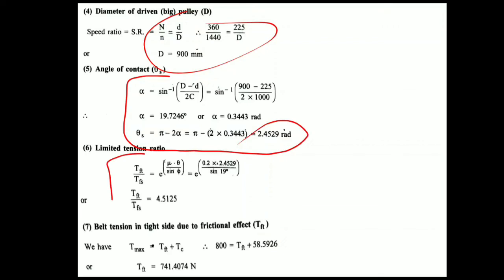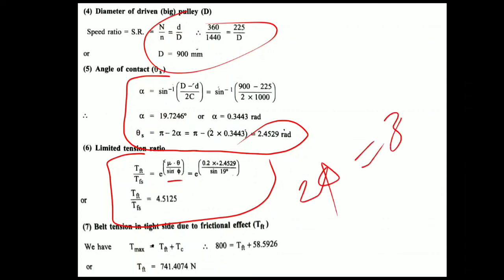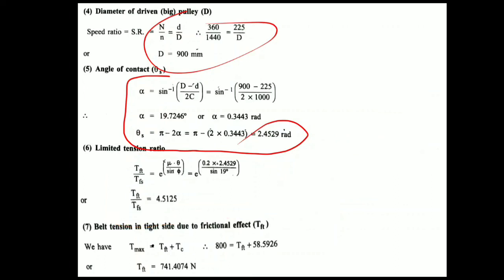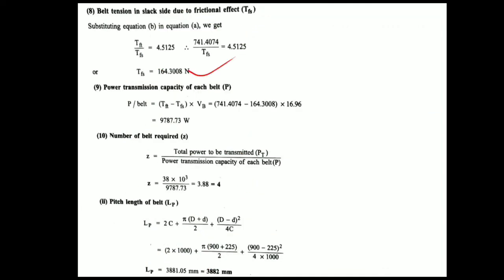Then limiting value, that is T1 by T2. Here just e raised to mu theta by sin phi. Phi is nothing but groove angle. So whatever be the angle they have given, that is 2 phi value, and phi value is divided by 2, that is 19 degree here. So therefore T1 by T2 value we will get, and after that the belt tension, the maximum tension they have given, T1 plus Tc. By putting this we'll get the value of T1. After getting T1 we can calculate easily T2. So T2 is calculated here.